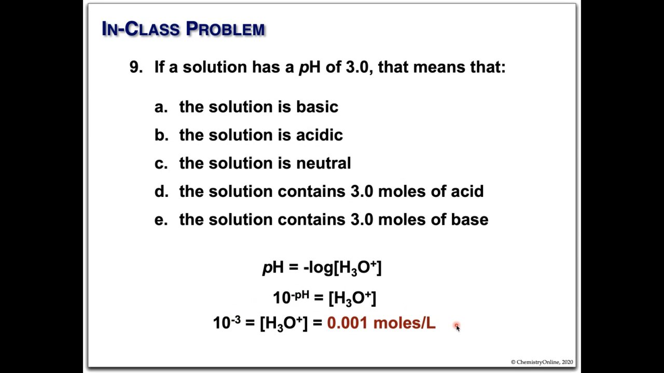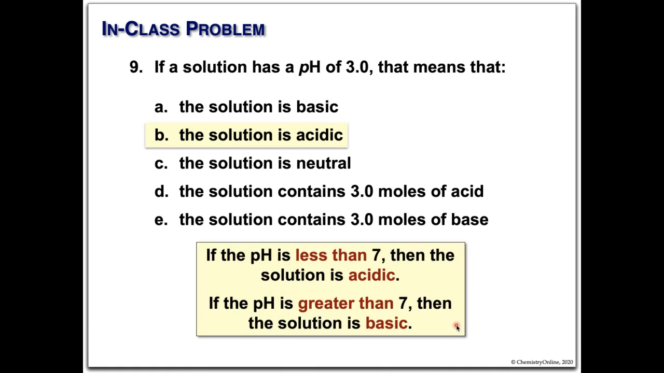Simpler thing to remember though is that if the pH is less than 7, the solution is acidic. If it's greater than 7, it's basic. This is pH 3, less than 7, it's an acidic solution. Any question?